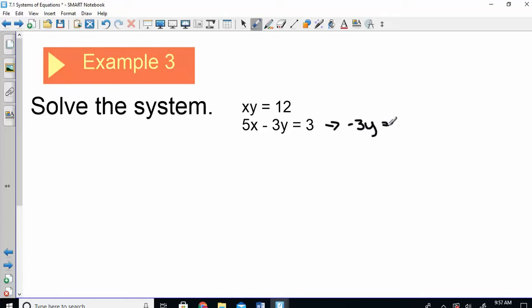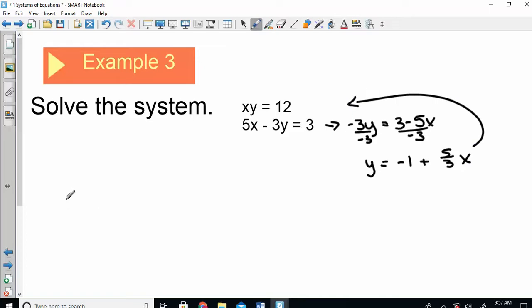So we could subtract over the 5x. Divided by negative 3. So 3 divided by negative 3 is negative 1. Negative 5 divided by negative 3 is positive 5 thirds. Then we have to sub that into the first equation.